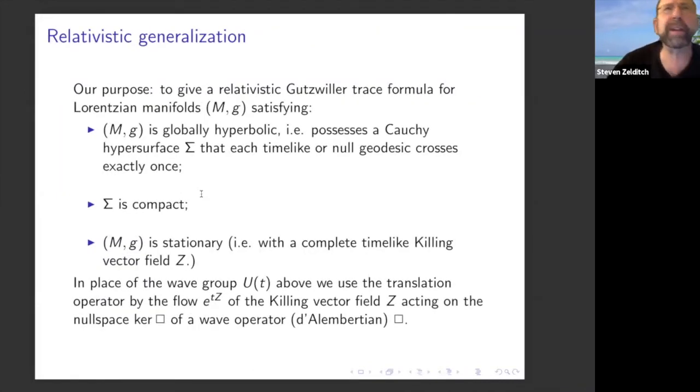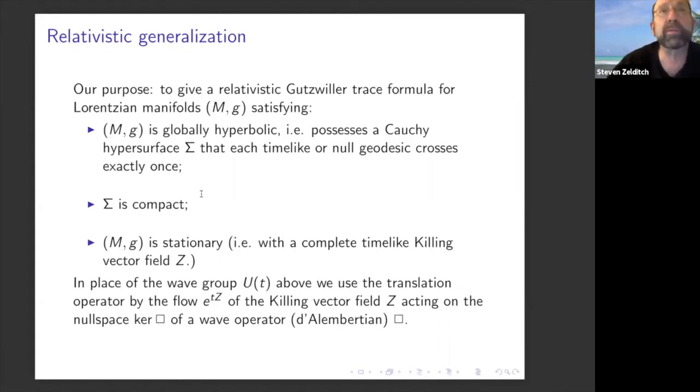Now, what is the relativistic generalization? Well, we want to prove those types of theorems for globally hyperbolic spacetimes. Globally hyperbolic means it has a Cauchy hypersurface. It means that every time-like or null geodesic crosses the surface exactly once. It's like a cross section to the null geodesic or time-like geodesic flow.